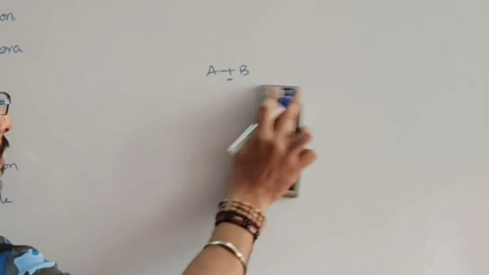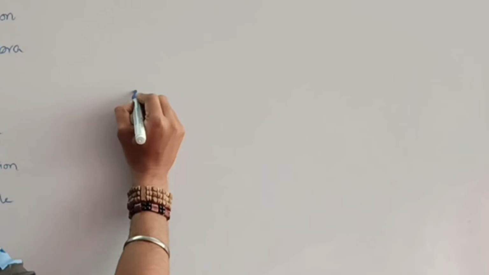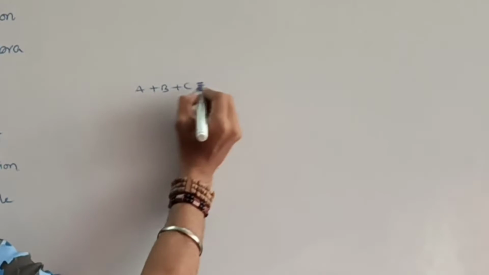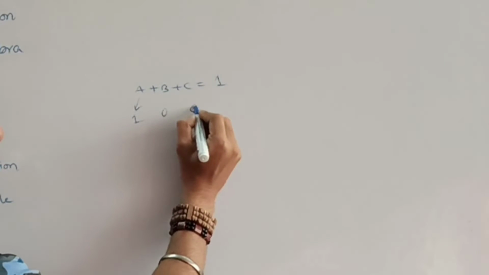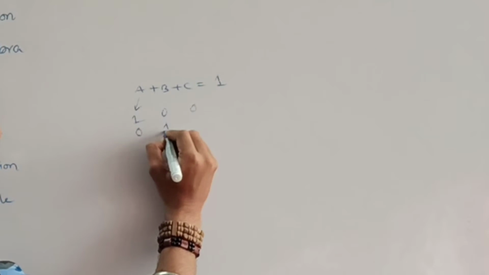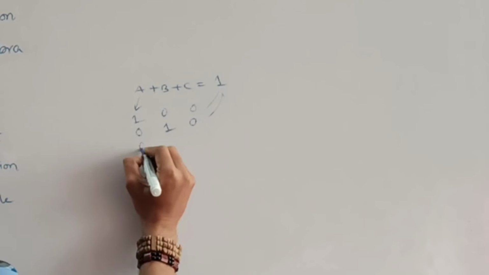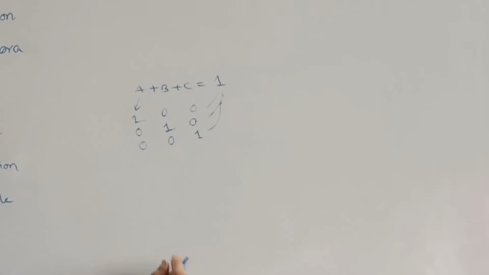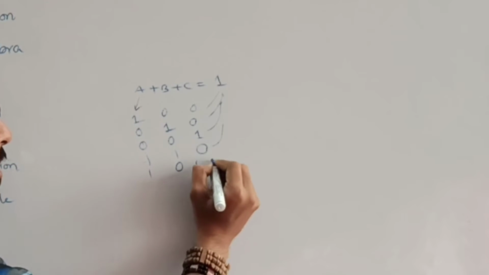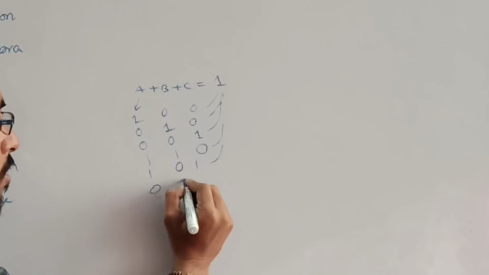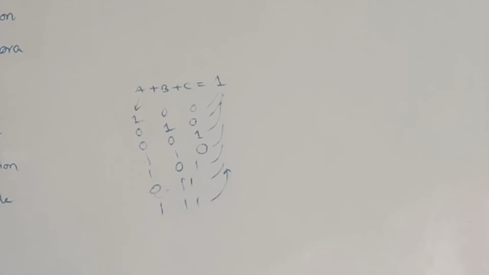Now tell me, when will my sum term become 1? If any of the literals is 1, or all are 1. If this is A, this is B, this is C, when will A plus B plus C become 1? If A is 1, B is 0, C is 0, then it will give me 1. Or A is 0, B is 1, C is 0, then also 1. Or A 0, B 0, C 1, that also gives 1. Or 1, 1, 0; 1, 0, 1; 0, 1, 1; and 1, 1, 1 will also give me value 1.